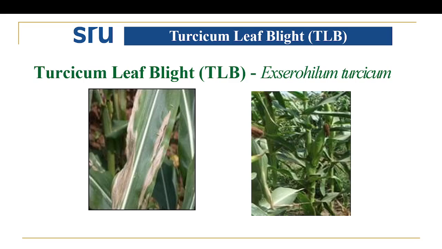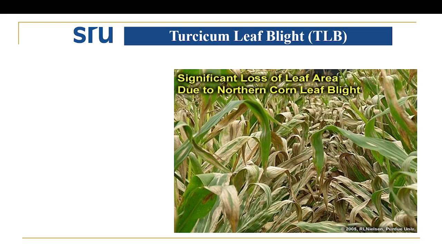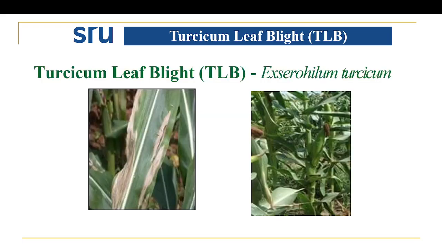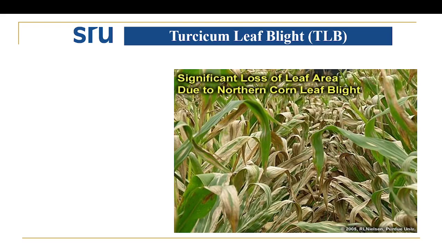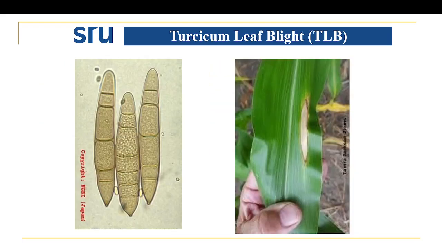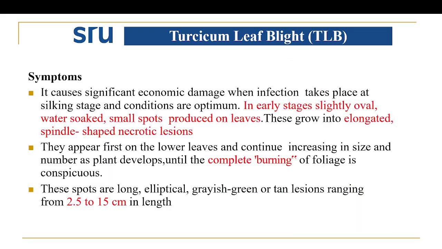So coming to another important foliar disease, Turcicum leaf blight in maize. This Turcicum leaf blight is caused by Exserohilum turcicum, which is also known as northern corn leaf blight. So coming to the major symptom of Turcicum leaf blight, it causes significant economic damage when infection takes place at the silking stage and conditions are optimum.